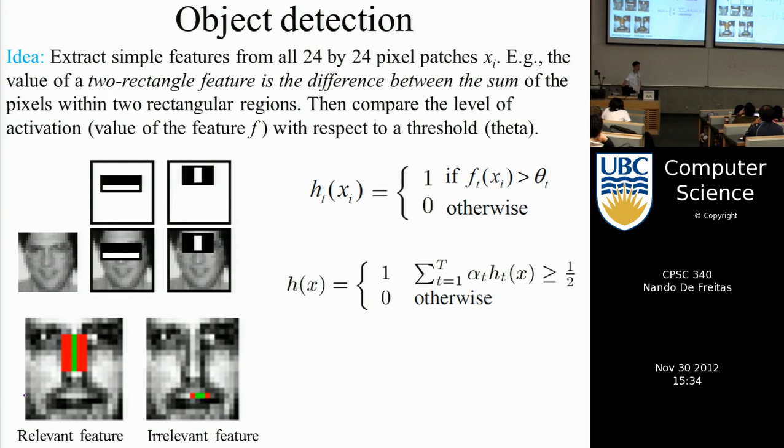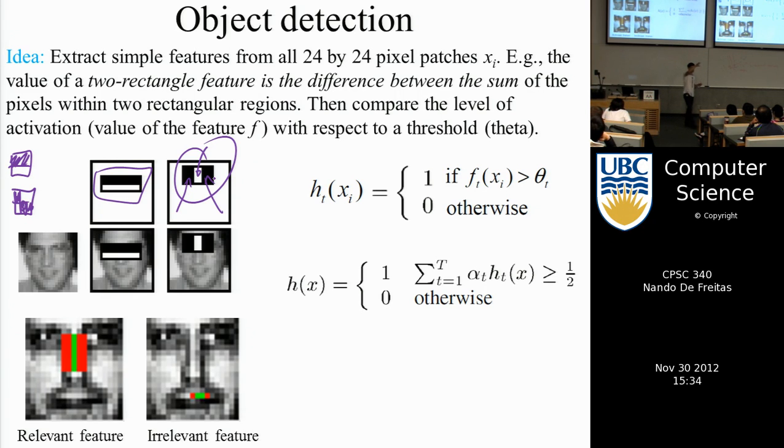Once you have those images, this is what you're going to do. You're going to take a very simple window, and we're going to use windows that look like this one, and maybe you only need ones that look like this. These windows will be of size 24 by 24 pixels. Then all you do, for this one for example, is sum the intensity of all the pixels that fall here, minus the intensity of the pixels that fall on the left and on the right. That's your feature.